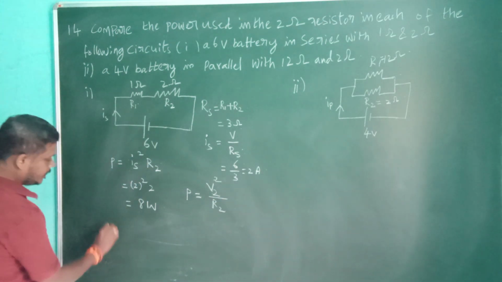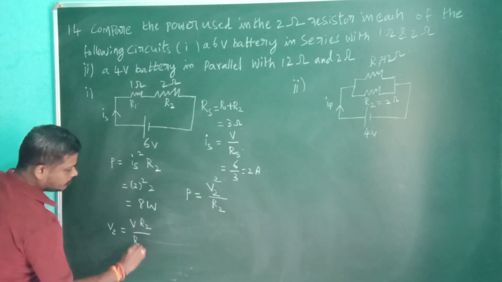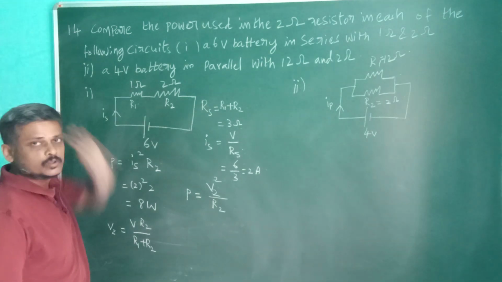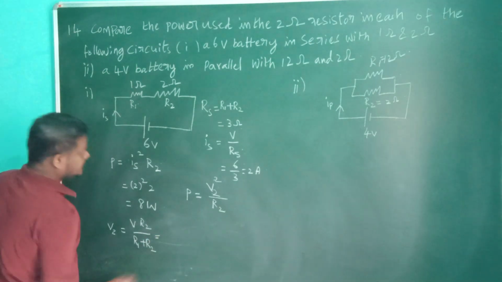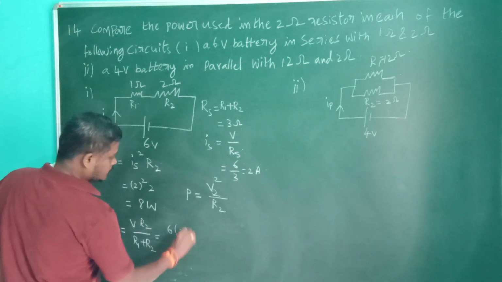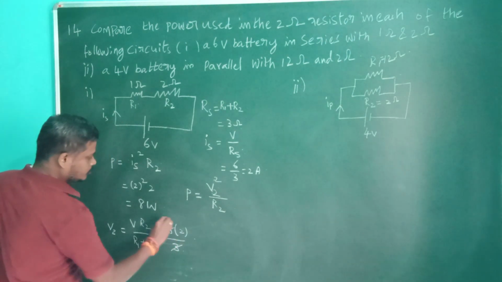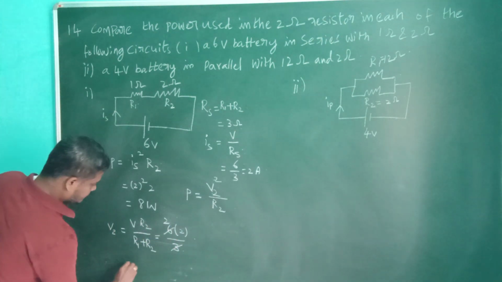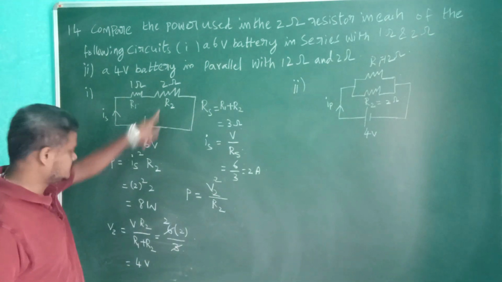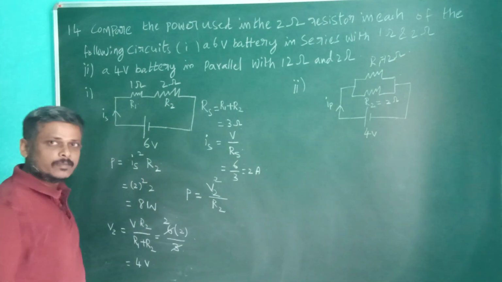where V2 is given by V R2 by R1 plus R2. Here R1 is 1 ohm, R2 is 2 ohm. V is 6 volt, 6 into R2 which is 2, divided by R1 plus R2 which is 3, 3 2s are 6, so V2 is 4 volt. Potential drop across the second resistor is 4 volt. So potential drop across R1 will be 2 volt. Total will be 6 volt.